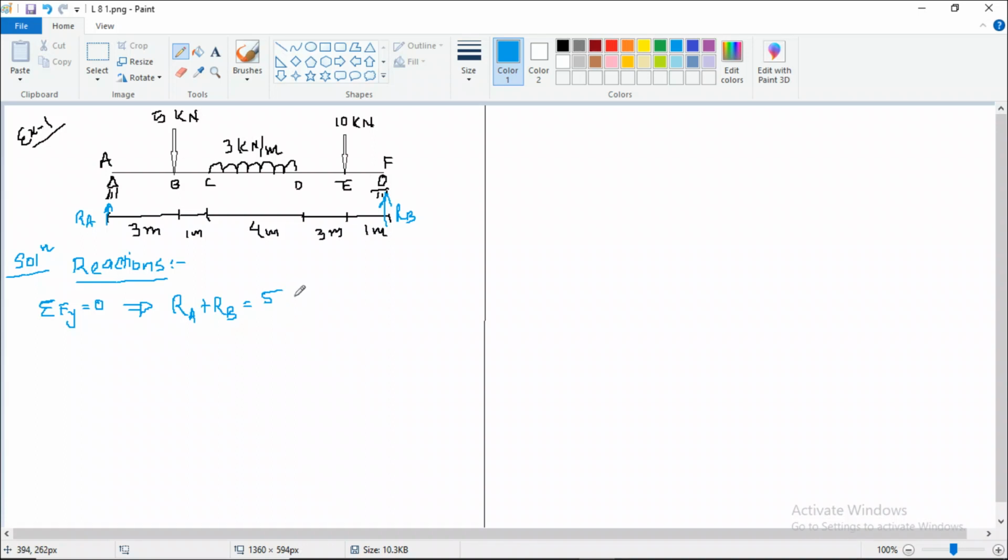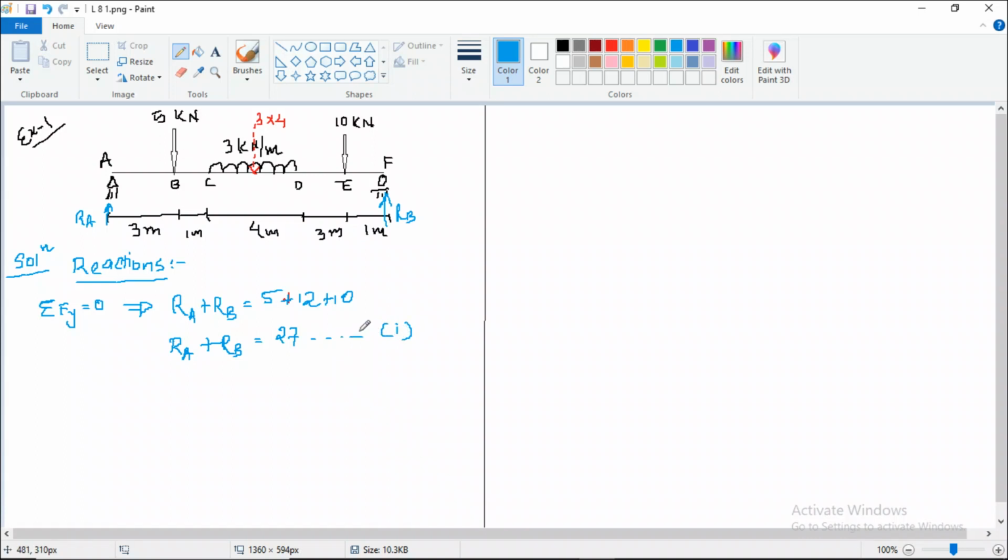Then we have a UDL, so we need to convert that UDL into point load. That will act at the center point, and the intensity will be the load multiplied by distance. So 3 multiplied by 4. So our point load will be downward, 3 multiplied by 4, so that is 12. So plus 12 and plus 10. So here you will have one equation, that is Ra plus Rb is equal to 27. Let us give this equation number 1.